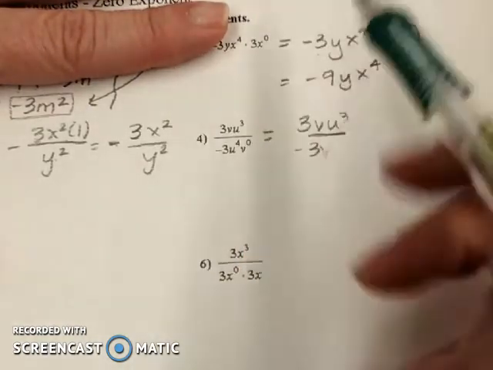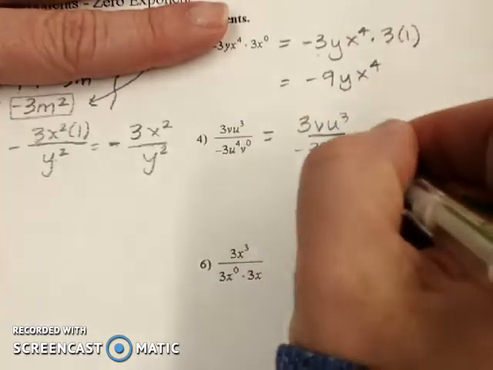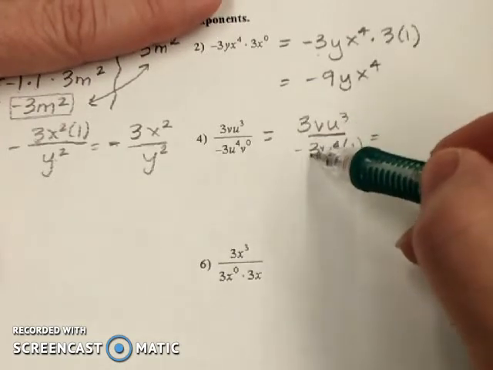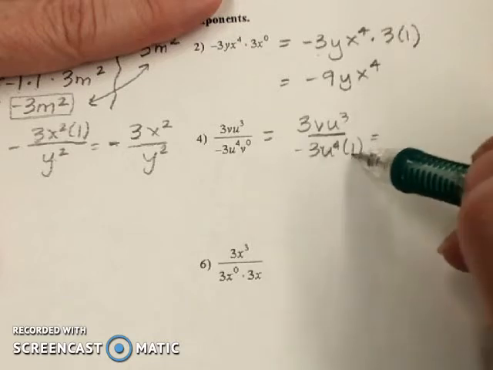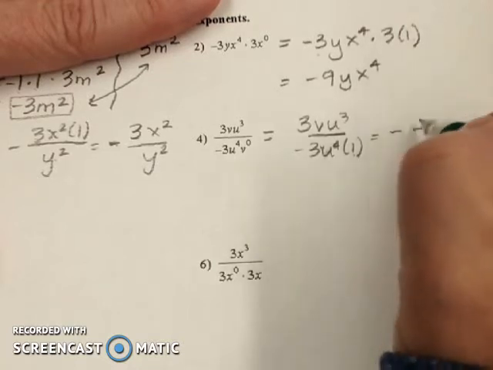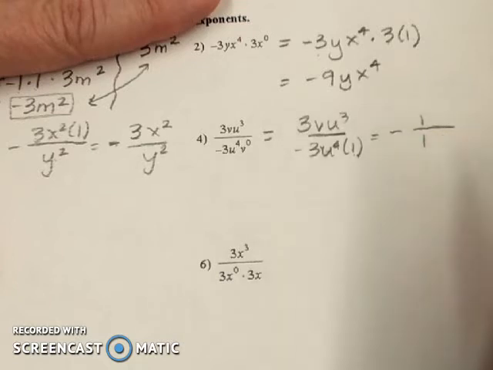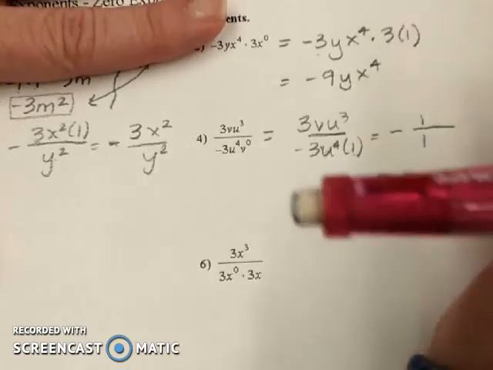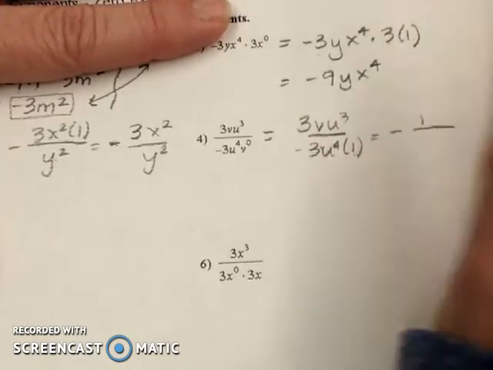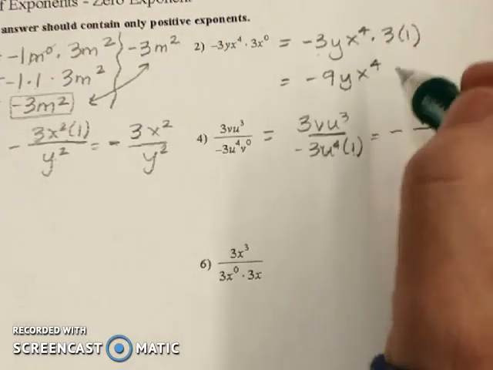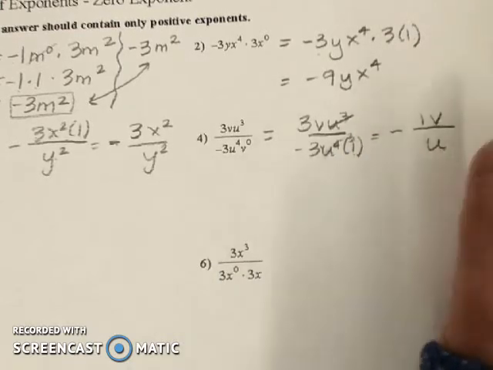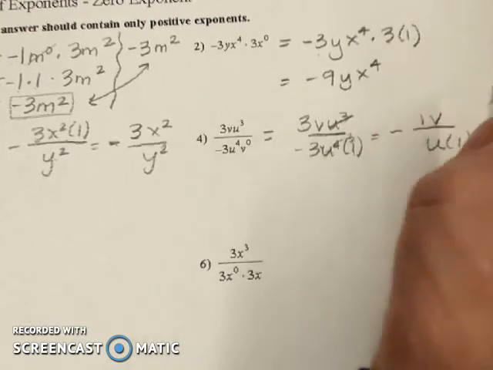On number 4, I've got 3vu to the 3rd over negative 3u to the 4th, and that v to the 0 becomes 1. So I've got negative 3 over negative 3, which is negative 1. And if I multiply by 1, that doesn't change the value of anything. I'm going to do this if it makes you feel better. That'll simplify down to 1 over 1, or just 1. I hate bogging down in this technical stuff. So I've got u cubed over u to the 4th. The 3 is going to come down here, and I'm going to have just a u on the bottom, times that 1. So I just have this.